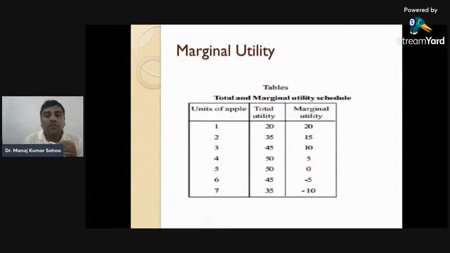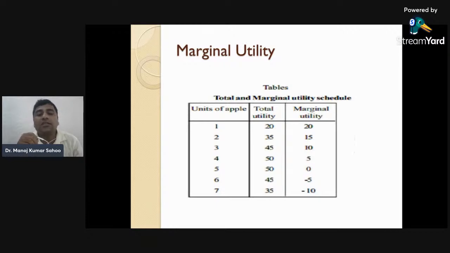So you see from this table that whenever we consume one apple, 1 unit of apple, we get total utility 20 rupees and the marginal utility 20. Now whenever we consume the second apple, we get total utility 35 and marginal utility 15. So 35 minus 20 becomes your 15.